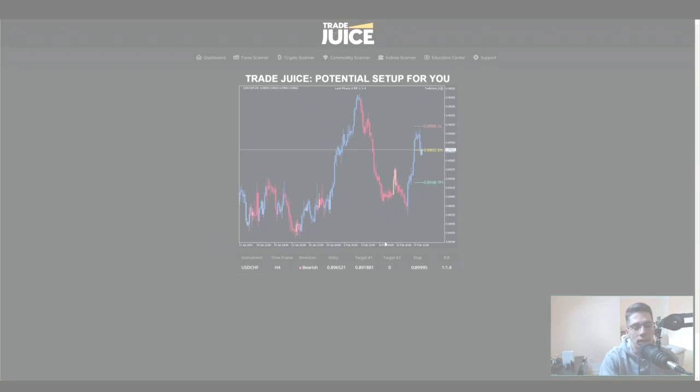So we want to be looking for a short position at 89.6521, with a target at 89.1881 and stop loss at 89.9995. The risk reward is 1 to 1.4. So if you risk $100, we would be making $140.